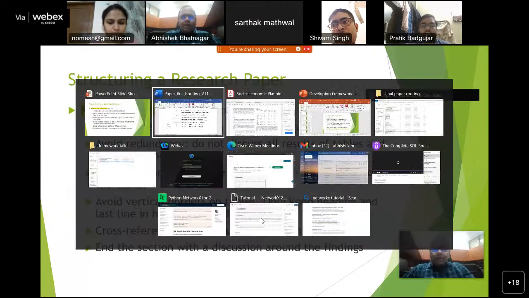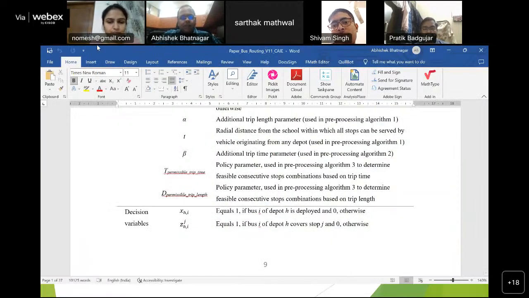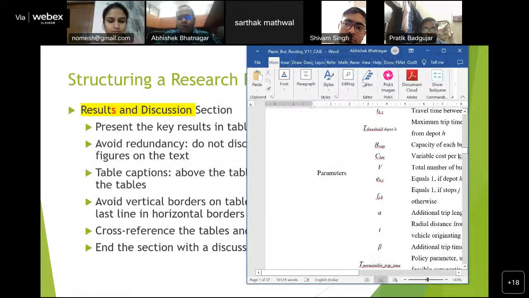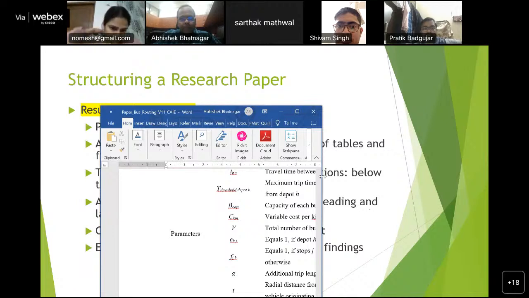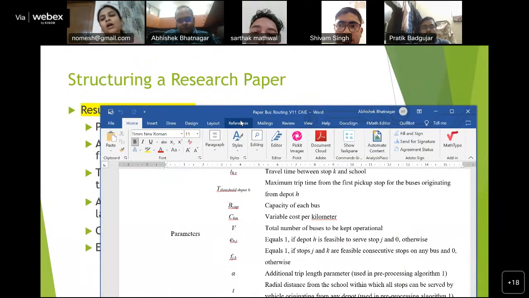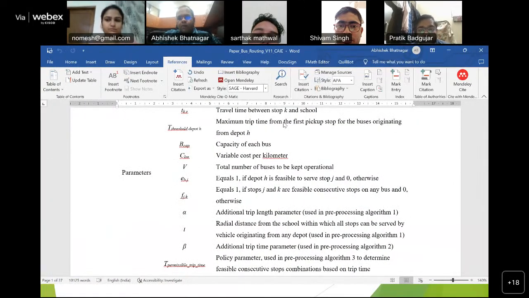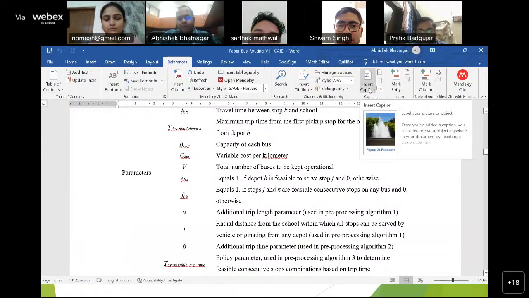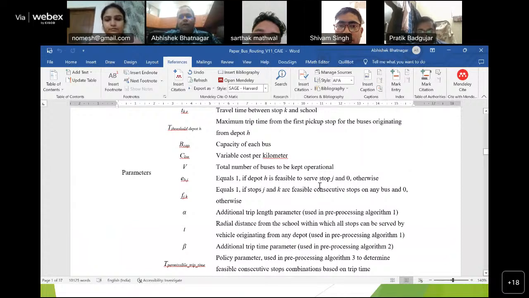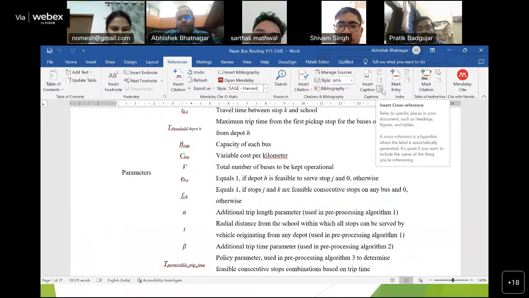So this is a feature which you can use in Word. Go to References, then go to Insert Caption. You can insert a caption for any table or figure using this, or you can right click on the figure or table and insert a caption. Then you have to go to Insert Cross-reference. Then you have to link that particular section, table or equation within the text using this.